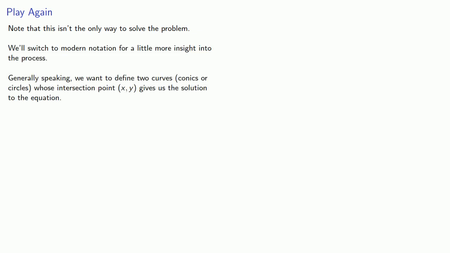It's worth pointing out that this isn't the only way to solve the problem. Although Khayyami focused on a single approach to finding the solution, there are many possibilities. We'll switch to modern notation for a little more insight into the process. Generally speaking, we want to define two curves, conics or circles, whose intersection point x, y gives us the solution to the equation.